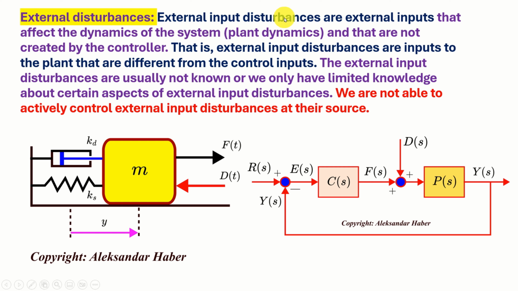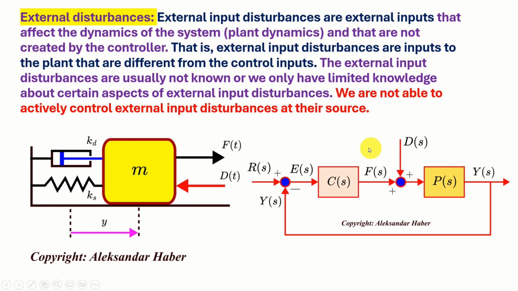External input disturbances are external inputs that affect the dynamics of the system or plant dynamics and that are not created by the controller. So carefully listen to this statement. Again, external input disturbances are external inputs that affect the dynamics of the system or plant dynamics and that are not created by the controller.